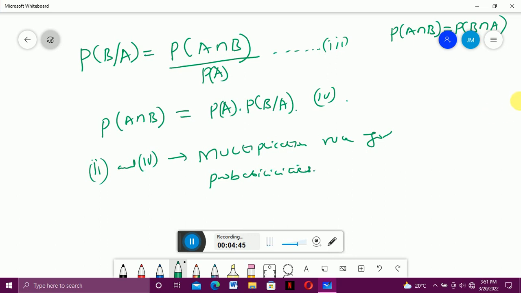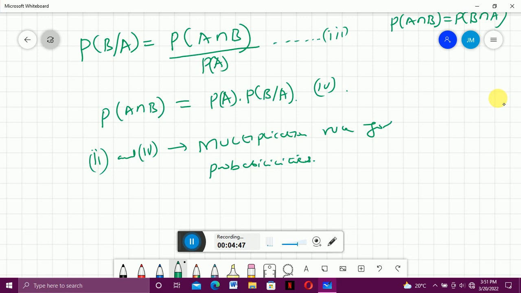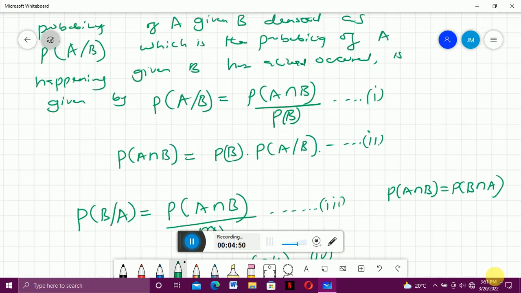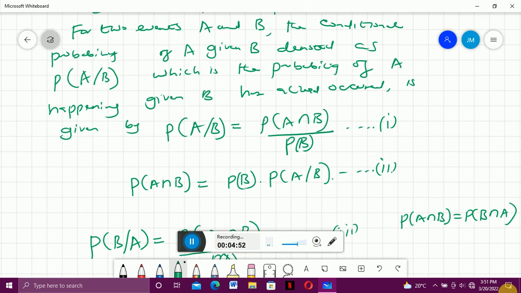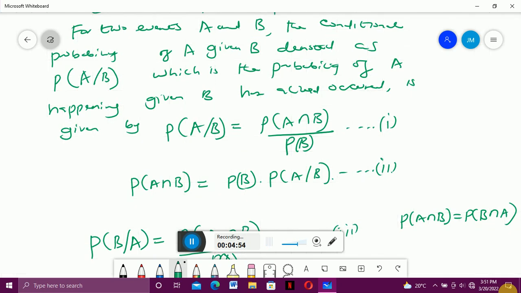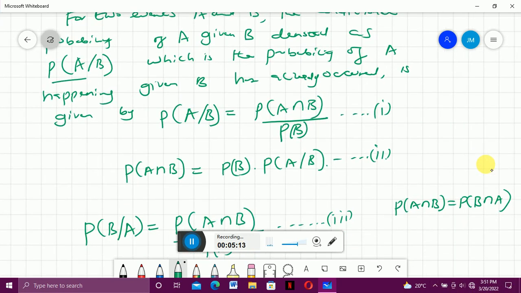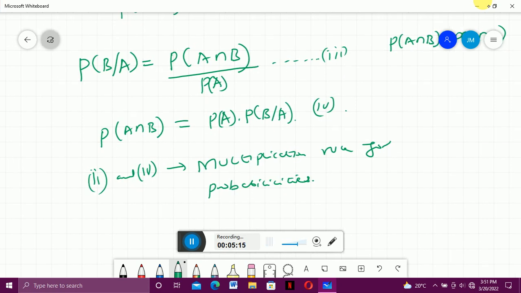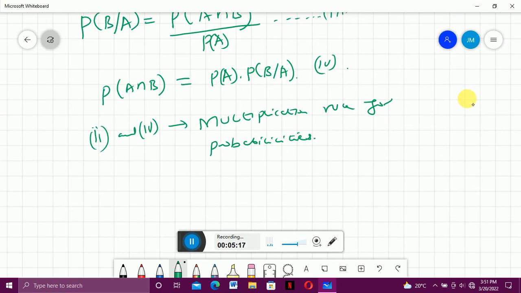So today we have learned about conditional probability, and we have seen that when you're given two events A and B, the conditional probability of A given B, denoted as we have seen here, is the probability of A happening given B has already occurred. And these are the formulae that we use for conditional probability. So we have done that.